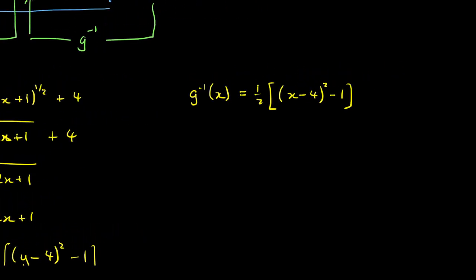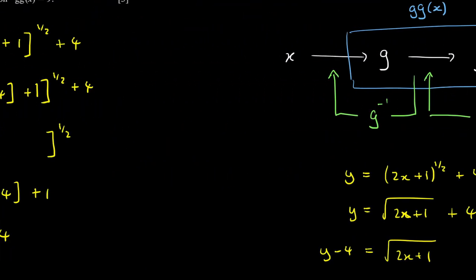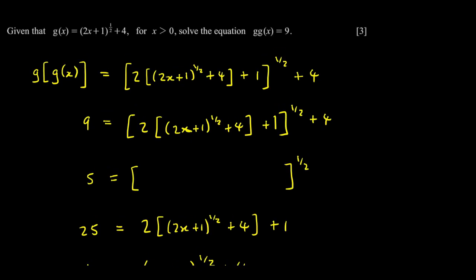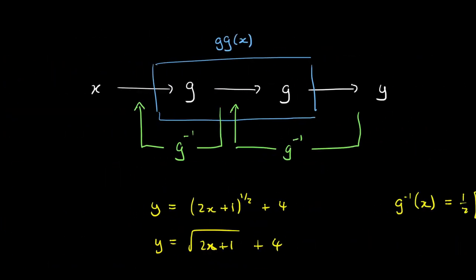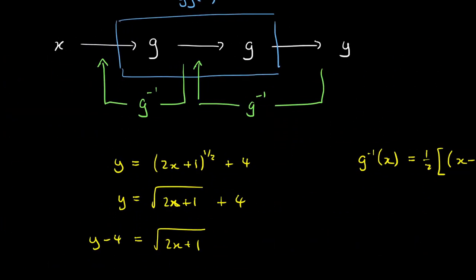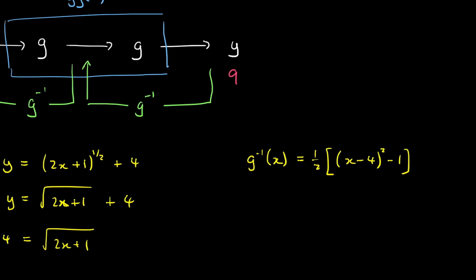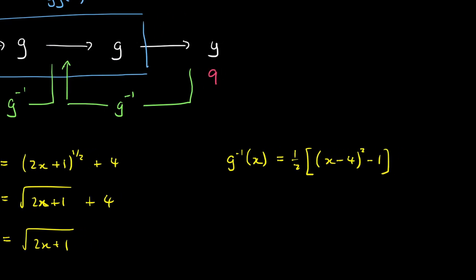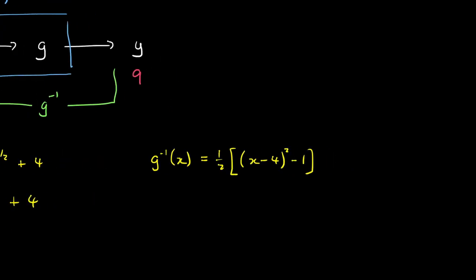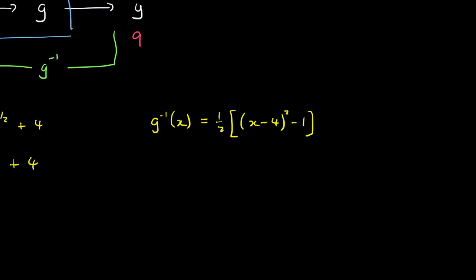So what are we going to do? We are told in the question that g of x is equal to 9. So the outcome is we get 9 here, right? So y is equal to 9. So what I need to do is stick 9 into the inverse function, and then once I've done it, I need to stick it into the inverse function again. So that's exactly what I'm going to do.